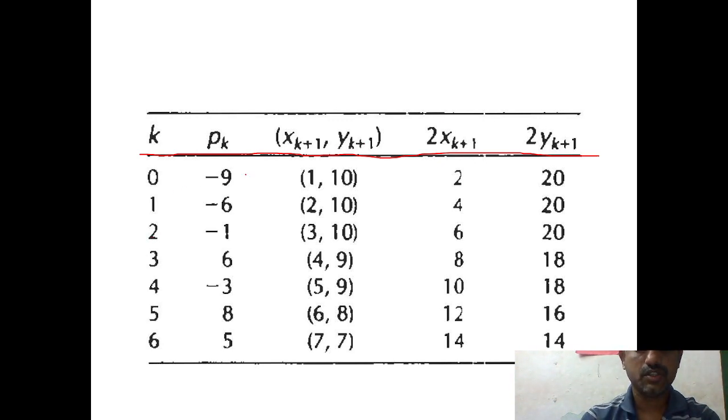That is 0, minus 9, 1 comma 10, 2, 20; 1, minus 6, 2 comma 10, 4, 20; 2, minus 1, 3 comma 10, 6, 20; 3, 6, 4 comma 9, 8, 18; 4, minus 3, 5 comma 9, 10, 18; 5, 8, 6 comma 8, 12, 16; 6, 5, 7 comma 7, 14 comma 14.